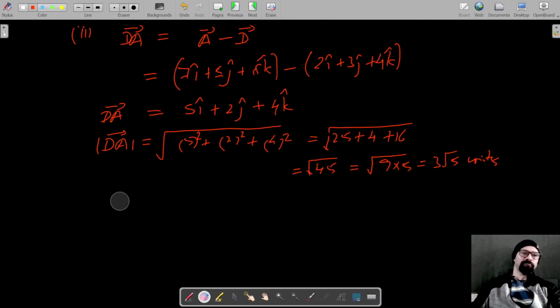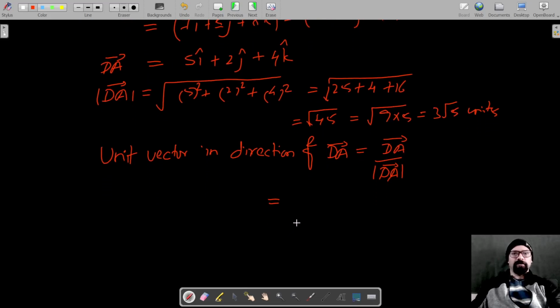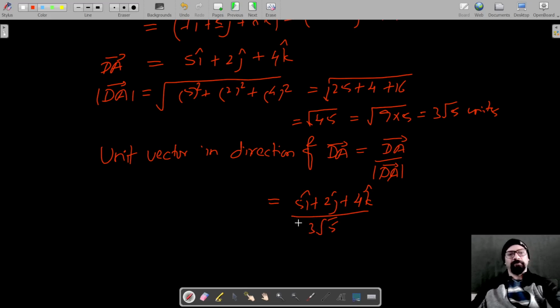We have to find the unit vector in the direction of dA. So let's find out now the unit vector in direction of dA vector, which is equal to dA vector divided by its magnitude. Now dA vector is 5i cap plus 2j cap plus 4k cap divided by 3 under root 5. So this is the unit vector in the direction of the dA vector.